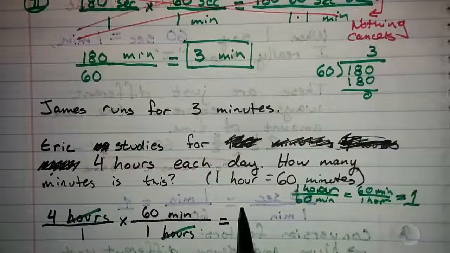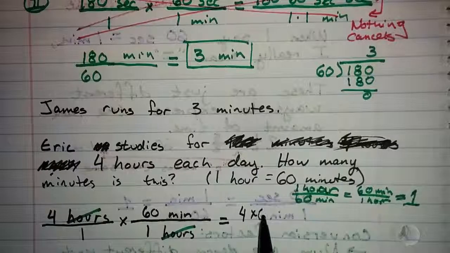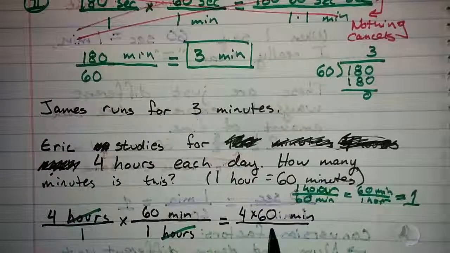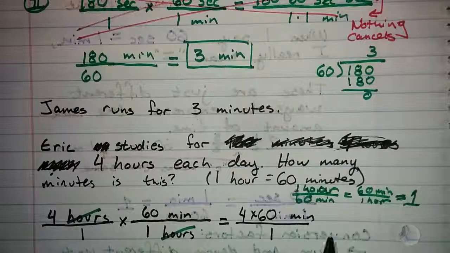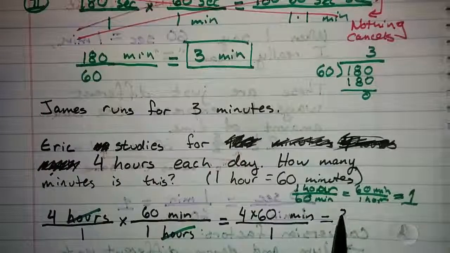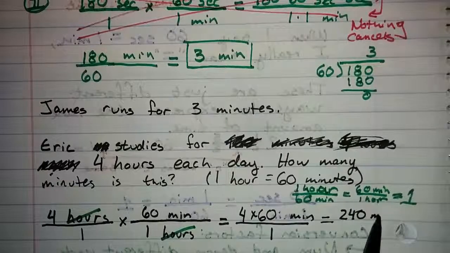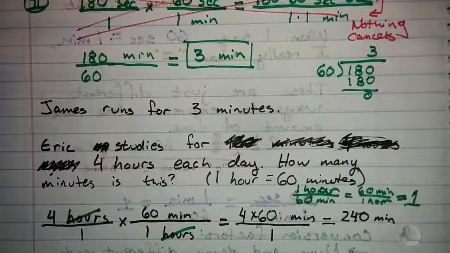In fact, we'll be left with 4 times 60 minutes over 1. Let's see, 4 times 60. 4 times 6 is 24. So 4 times 60 is 240. And that's a number of minutes.